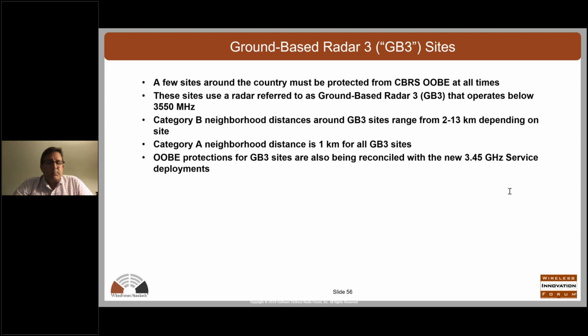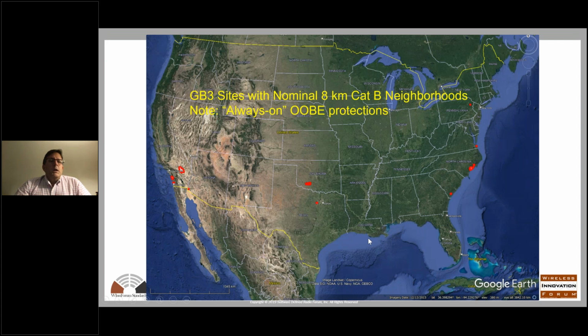Next slide, please, Lee. I think it's a map of the GB3 sites. So this is the GB3 sites that I've added a nominal 8-kilometer category B neighborhood distance to, just to give you an idea of where they are. Next slide, please, Lee.